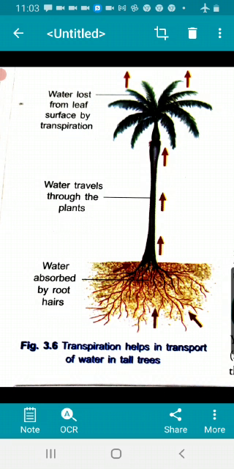So, here you have studied transportation in humans, that is, blood transportation. What is meant by blood, how it is transported through different blood vessels, how the heart functions, the excretory system of human beings, and how transportation takes place in plants. So read the lesson and try to complete your objectives from the textbook. Thank you.